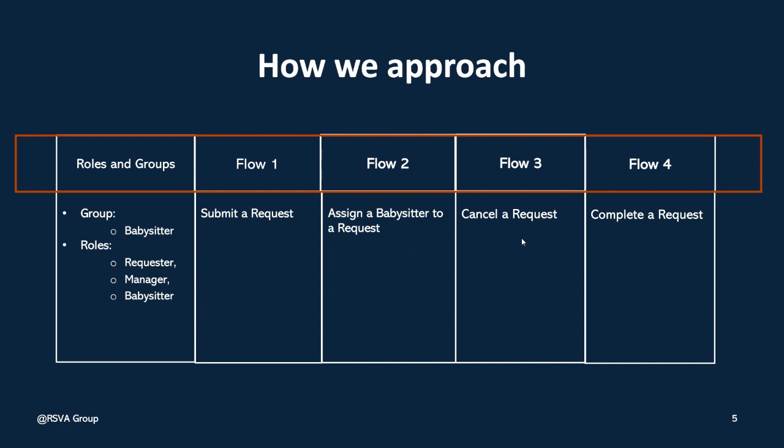And flow 3 is about cancellation. When the requester needs to cancel his request, he can contact the manager, and the manager can manually cancel the request. Flow 4 is to complete a request. After the babysitter has provided the service, you can update the request record by checking the complete box, and then the state of this request will become closed complete. That means this request has been done.